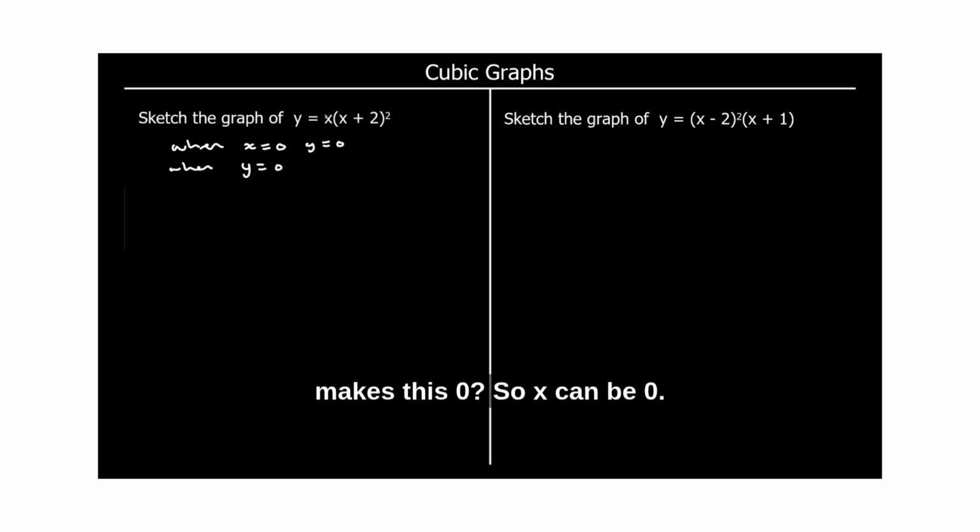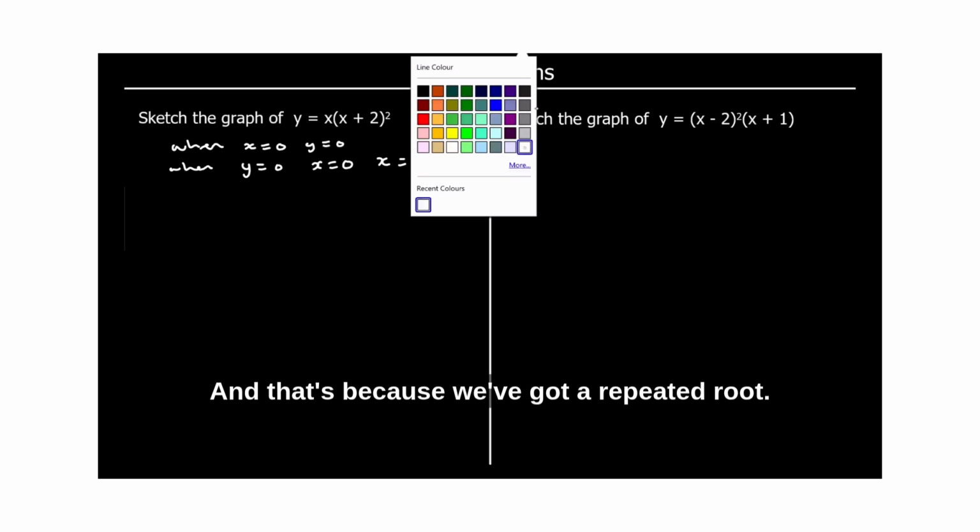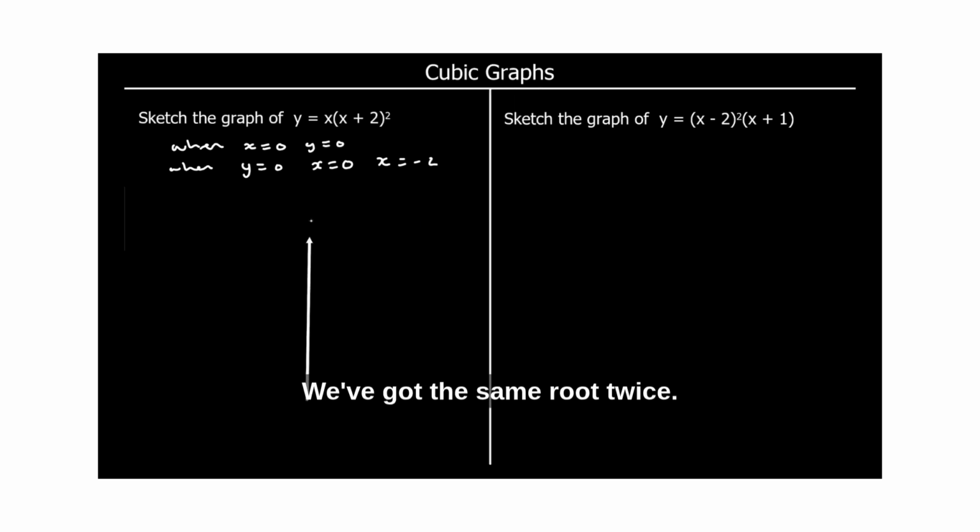And when y equals 0, what makes this 0? So x can be 0. We know it goes through 0, 0. Or the other bracket 0, x would be negative 2. So it's only hitting the x-axis 2 times. And that's because we've got a repeated root. We've got the same root twice.